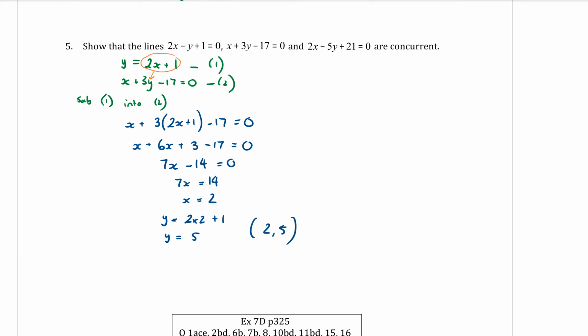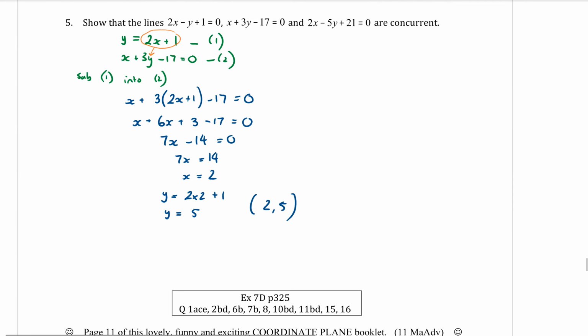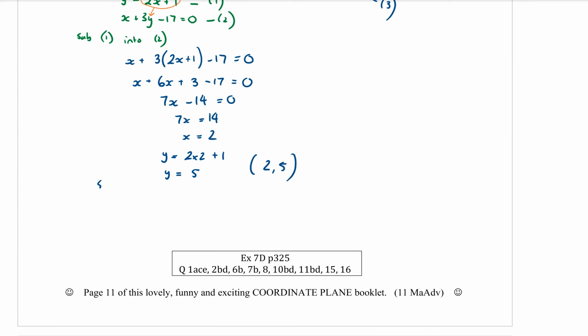Now I just have to make sure the third line also goes through that point. You don't have to do simultaneous equations again. Instead, all you have to do is sub in the x value into that third equation and show that you get the right y value. So I'm going to call this equation 3. And I'm going to sub x equals 2 into my equation 3.